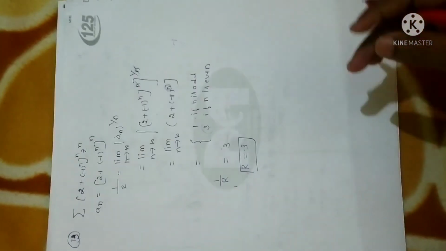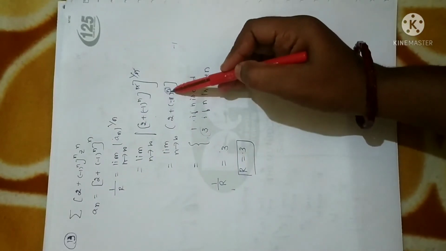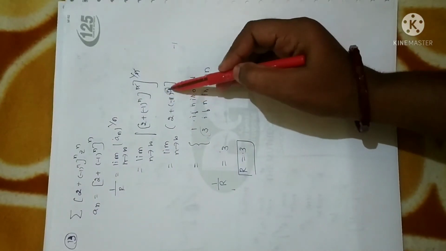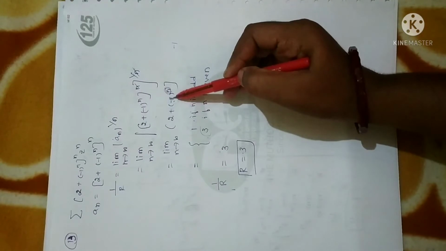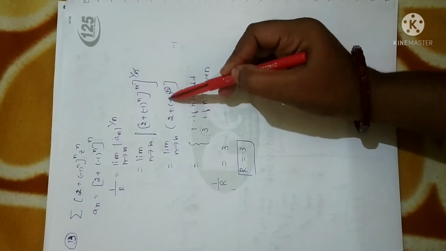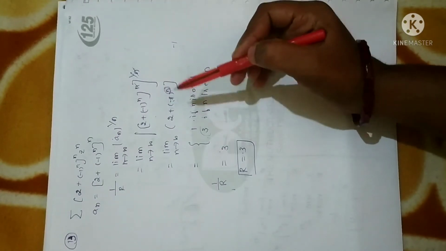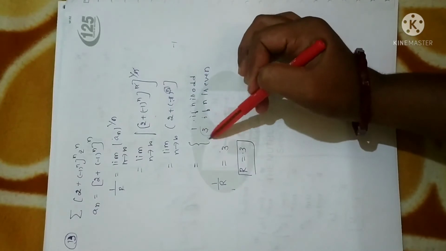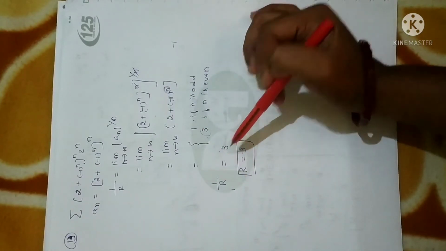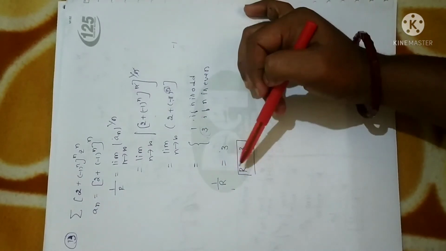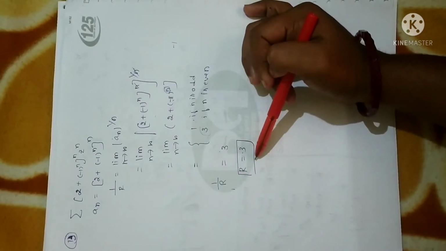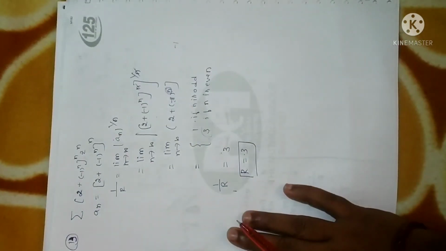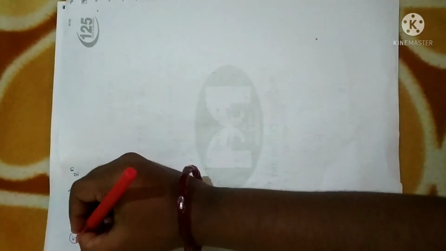This problem is quite different, where we have (-1) power of n. If you give n value as an odd number, you will get minus 1 here. If you give n value as an even number, you will get plus 1 here. Fine. So since the radius of convergence is positive, we have to choose the even number. That is why 1 by R is equal to 3. If you take the reciprocal of this, you will get the radius of convergence as 3. Now let me solve one more problem. So this is the 14th problem.